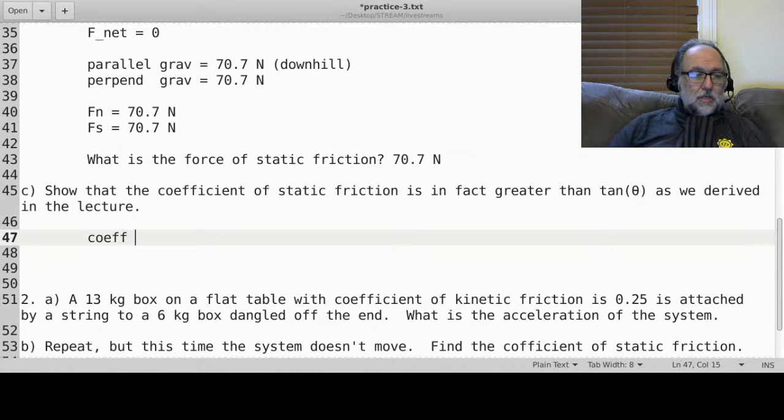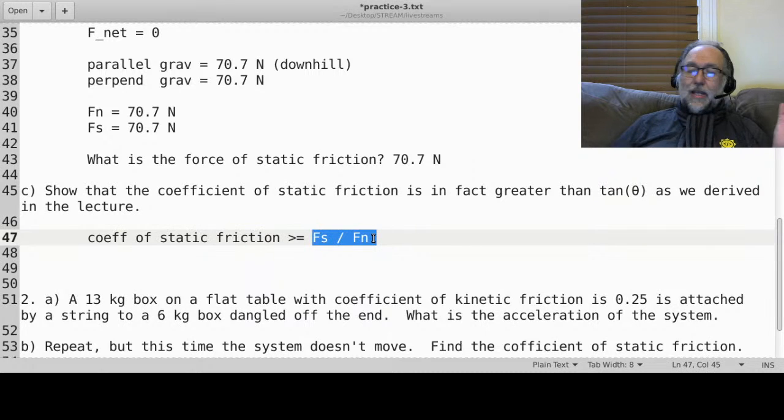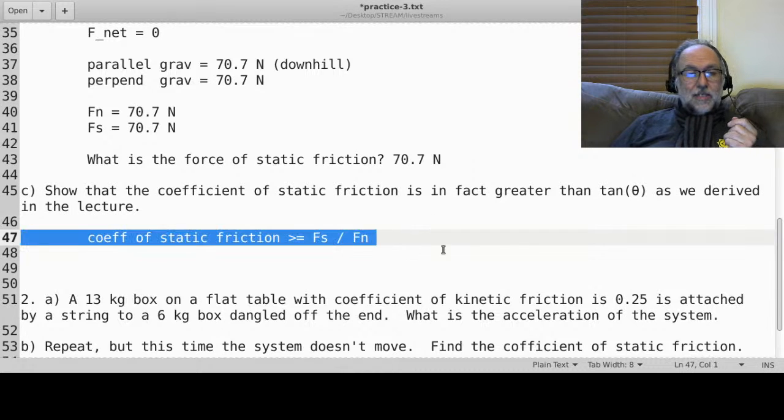The coefficient of static friction must be bigger than or, at smallest, equal to the force of static friction divided by the normal force, like that. So basically, if the coefficient of static friction is bigger than this ratio, you're fine. It will not slip. If it's smaller, then it does slip. So this is the condition for the box to not slip.